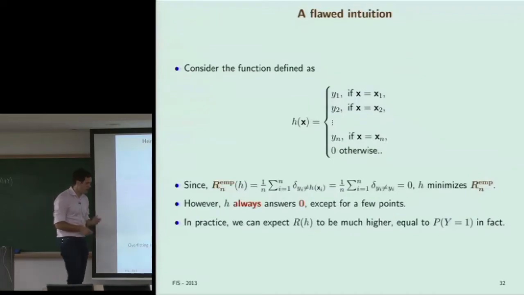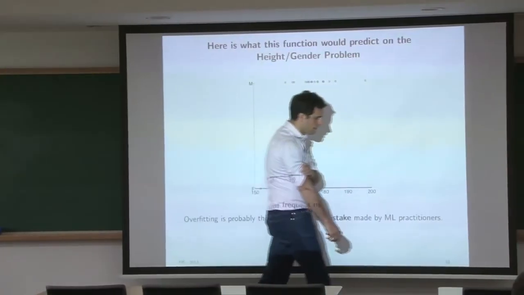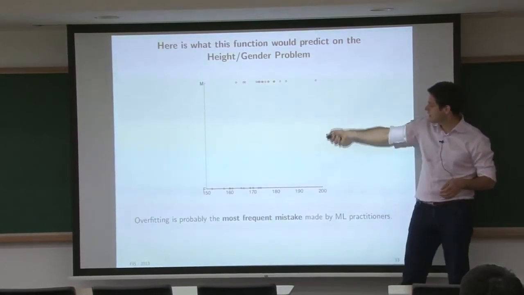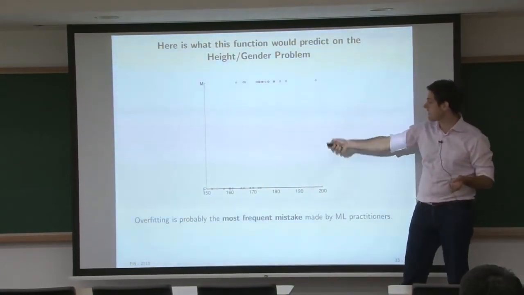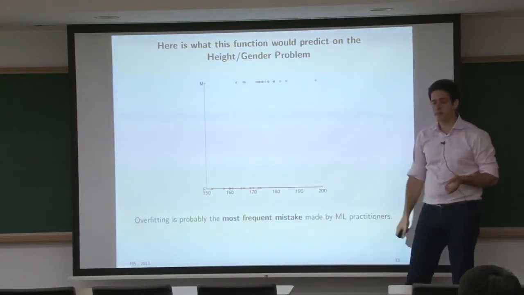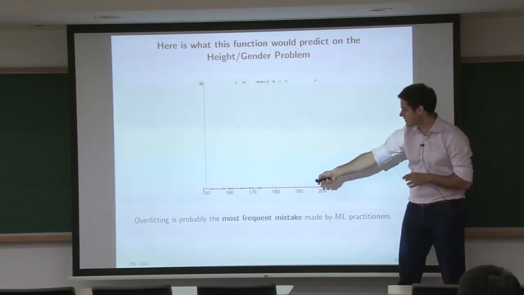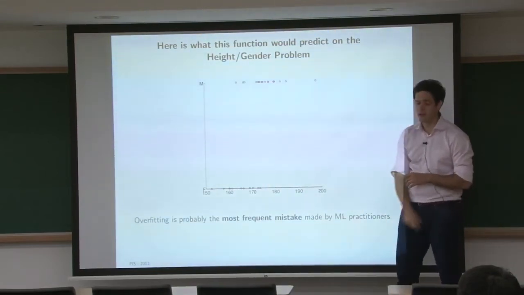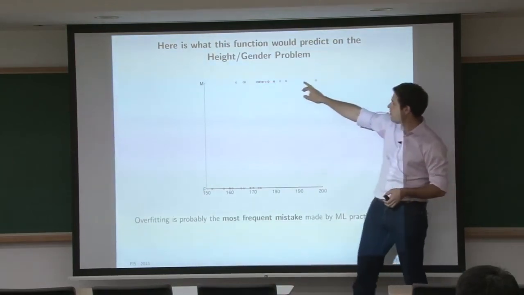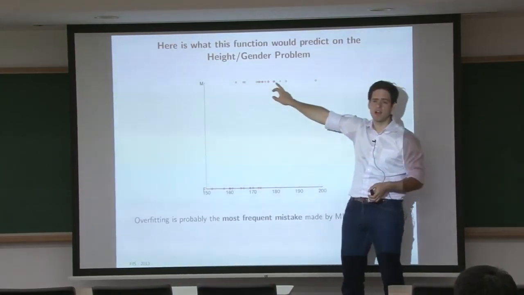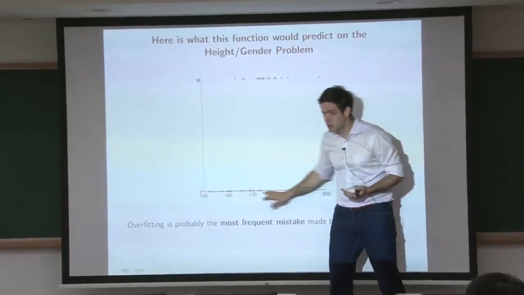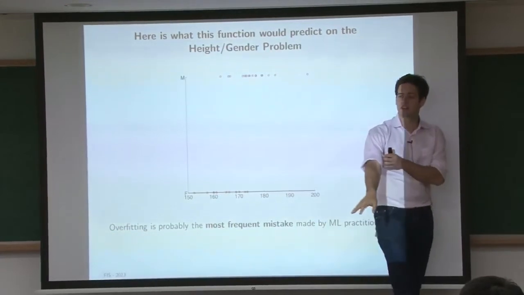So let me just give you the example. Someone gives me a few observations of height, people's height. Some of them are male, some of them are female. So I would say that female here is 0 and male here is 1. Here is the function that I propose. It just tells 1 for a few very specific heights, which are the ones that you gave me in the database, and says 0 everywhere else. Okay?